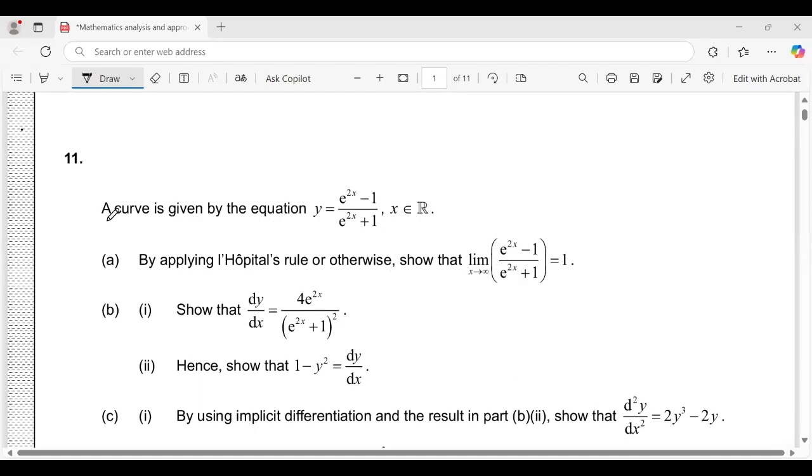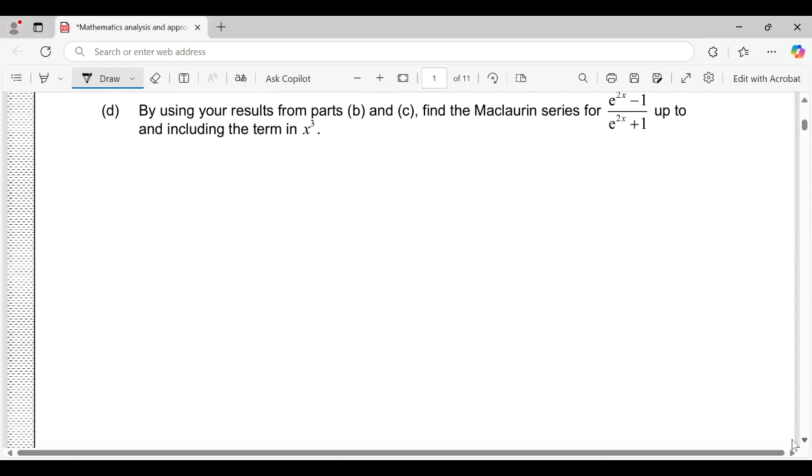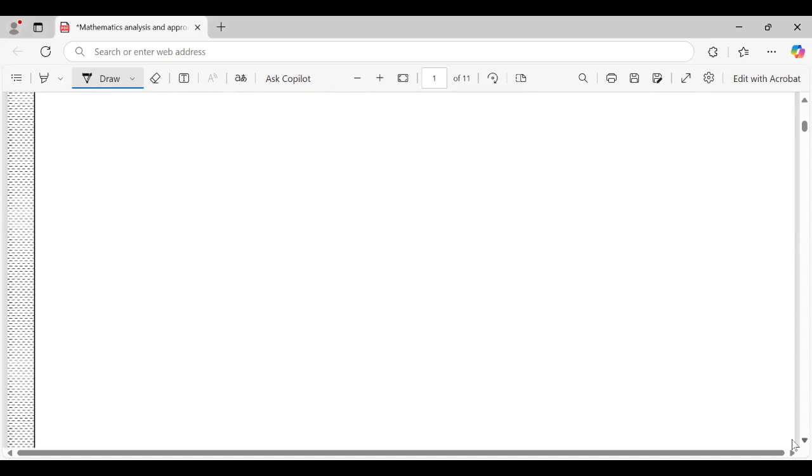Number 11. A curve is given by the equation y equals e^x minus 1 over e^x plus 1, with x an element of the real numbers. By applying L'Hopital's rule, or otherwise, show that the limit as x approaches infinity of (e^x minus 1) over (e^x plus 1) equals 1. So it's the limit as x approaches infinity, right?